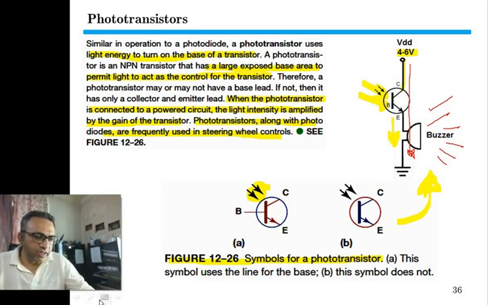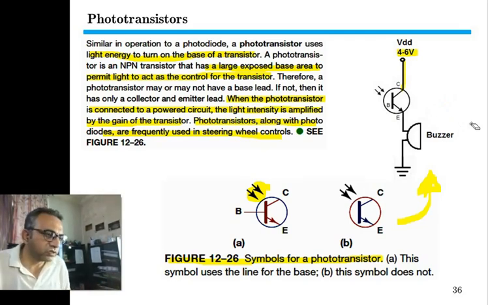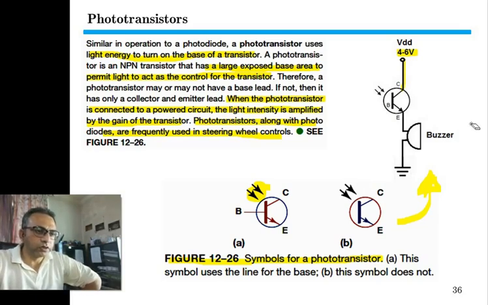But when we remove this light, then when there is no light, there is no current in the collector emitter, and hence there is no current into the buzzer, and there is no sound coming from the buzzer. So this circuit can act as a very good light detector using phototransistor. Phototransistors are also used for steering control in automobiles.